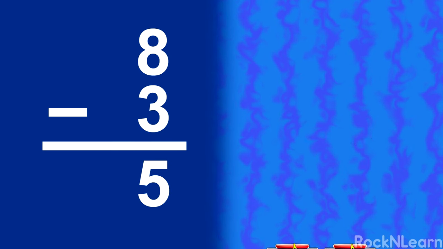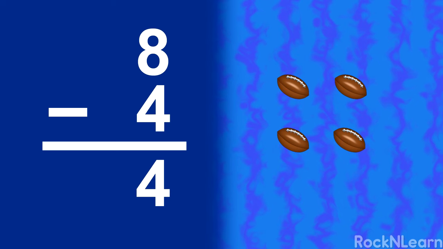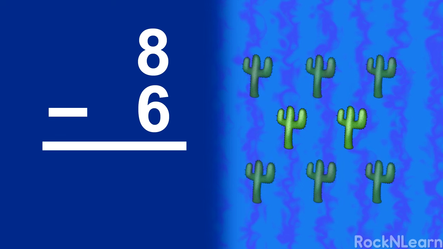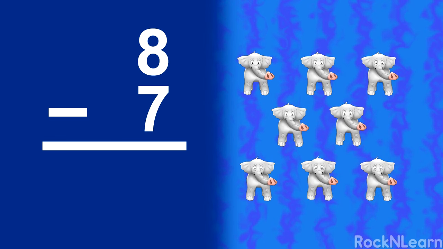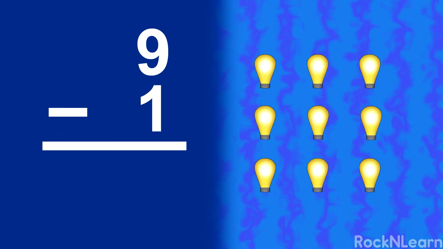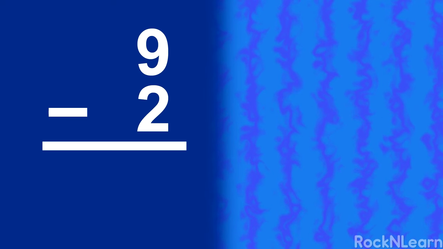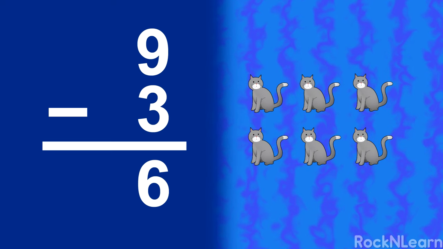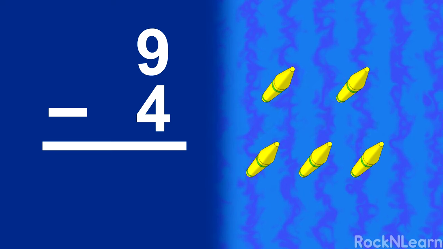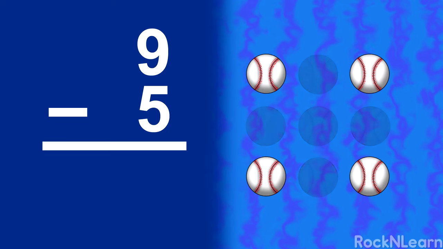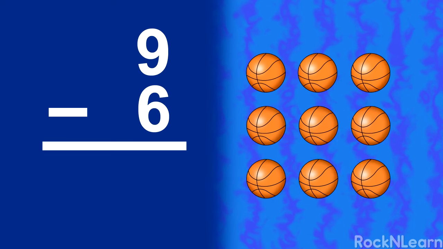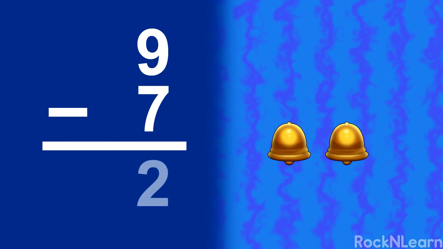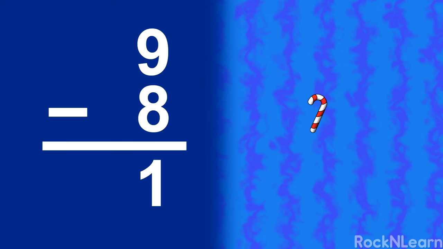Minus 3. 8 minus 6 is 2. 8 minus 7 is 1. 9 minus 1 is 8. 9 minus 2 is 7. 9 minus 3 is 6. 9 minus 4 is 5. 9 minus 5 is 4. 9 minus 6 is 3. 9 minus 7 is 2. 9 minus 8 is 1.